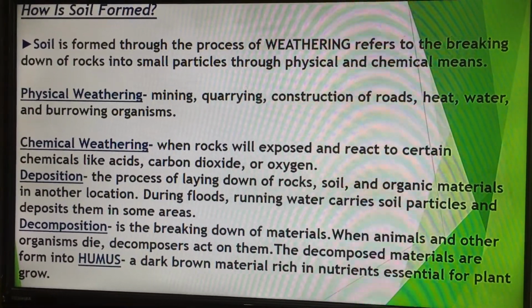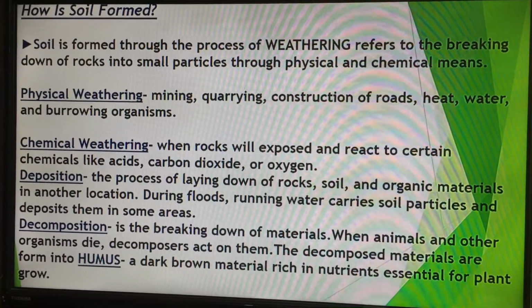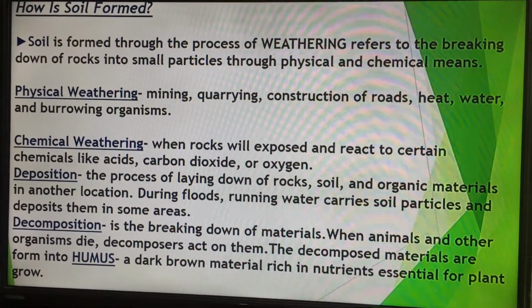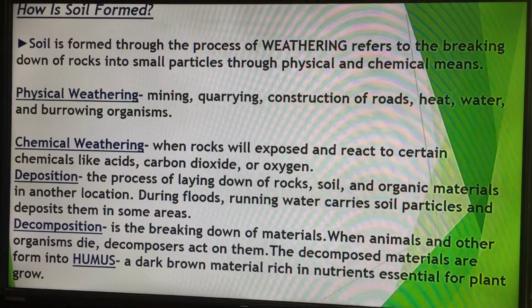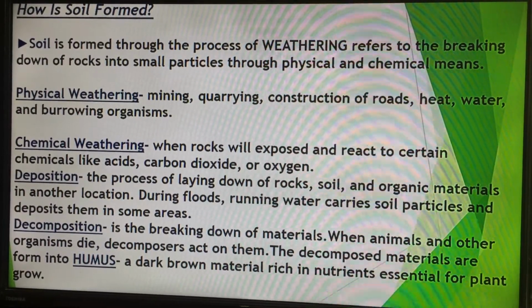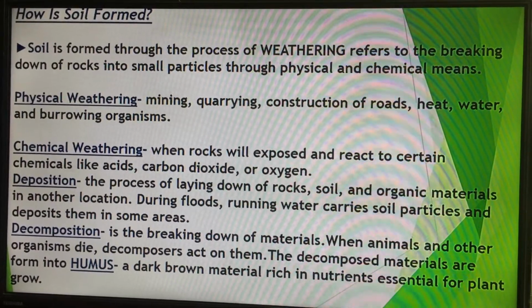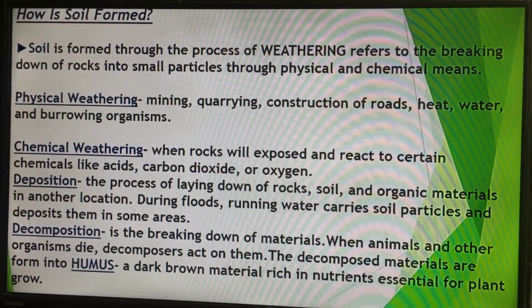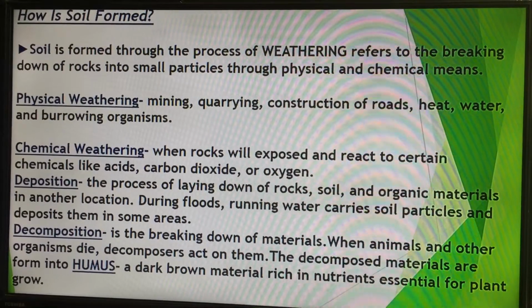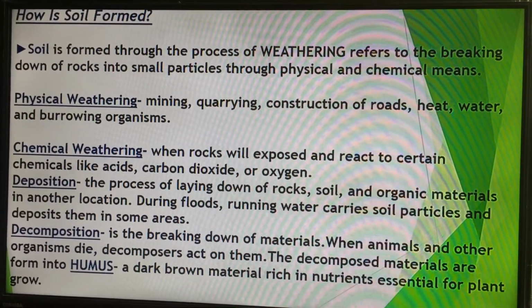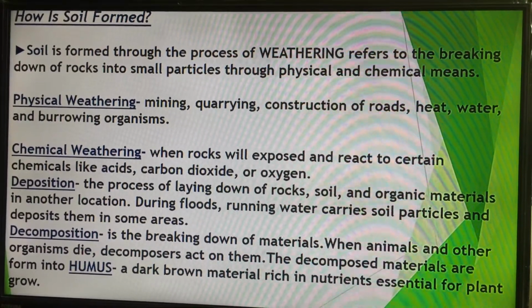Decomposition is the breaking down of materials. When animals and other organisms die, decomposers act on them. The decomposed materials are formed into humus. Humus is a dark brown material rich in nutrients essential for plant growth.